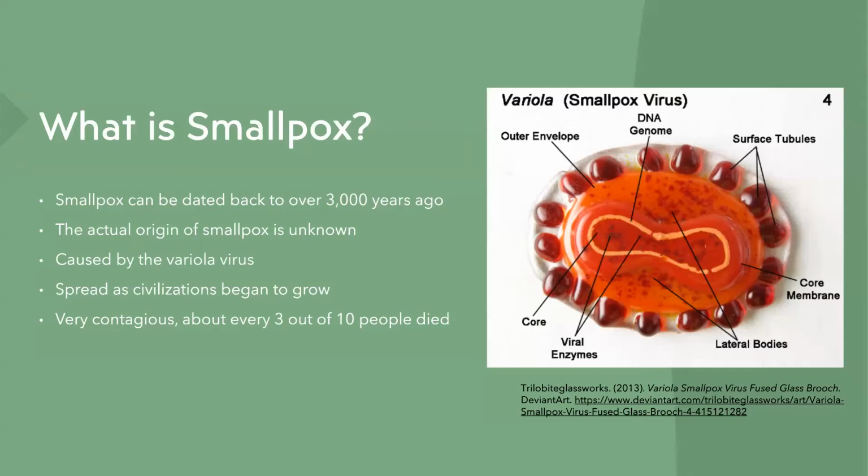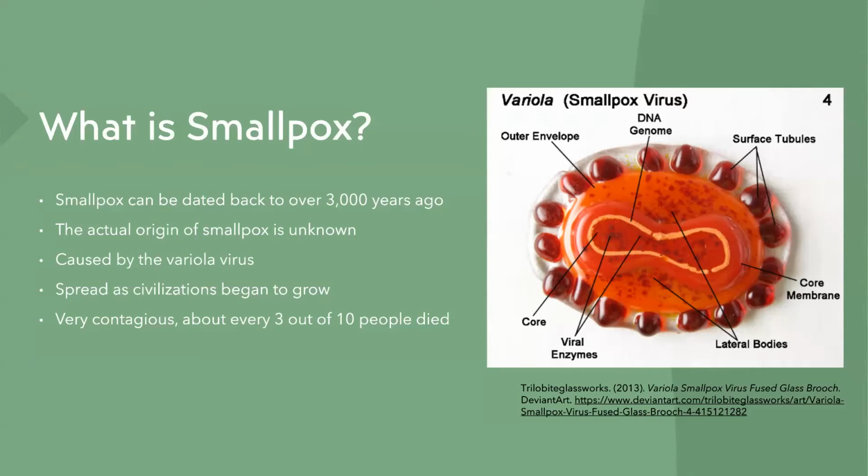First, we're going to talk about what smallpox is. So, smallpox was a very contagious disease that can be dated back at least 3,000 years. One of the earliest sightings of a smallpox-like rash could be found on Egyptian mummies, and the earliest written description of a disease with smallpox-like symptoms appeared in China in the 4th century CE.